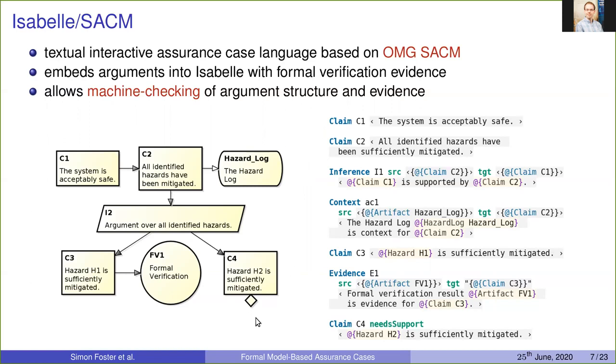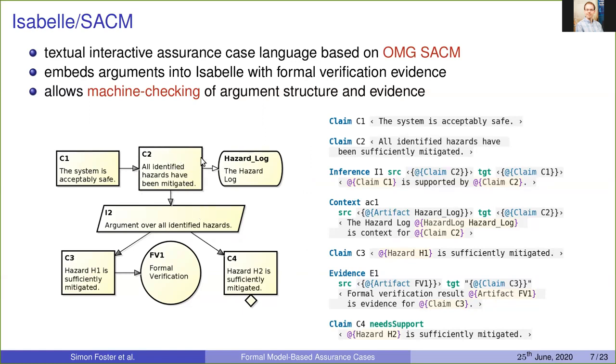So this over on the left is a typical GSN fragment. This is goal structuring notation, and you notice that we have sets of claims, right? So the rectangles, these are claims. The system is acceptably safe. And how are we going to show that? Well, we're going to support this, which is what this arrow means. We're going to support this by a further claim: all identified hazards have been mitigated.